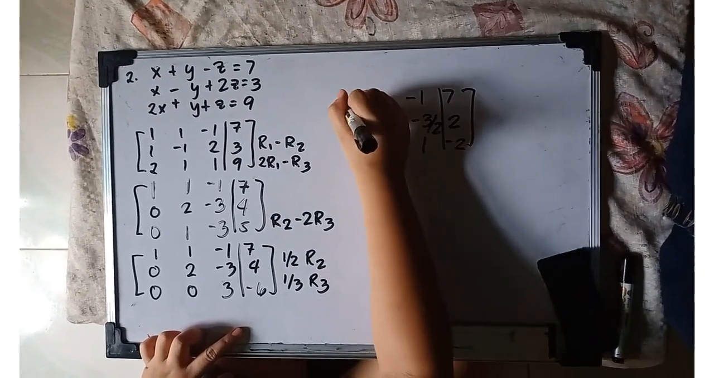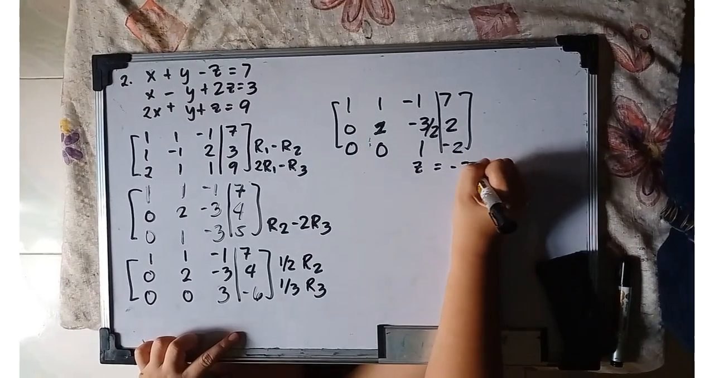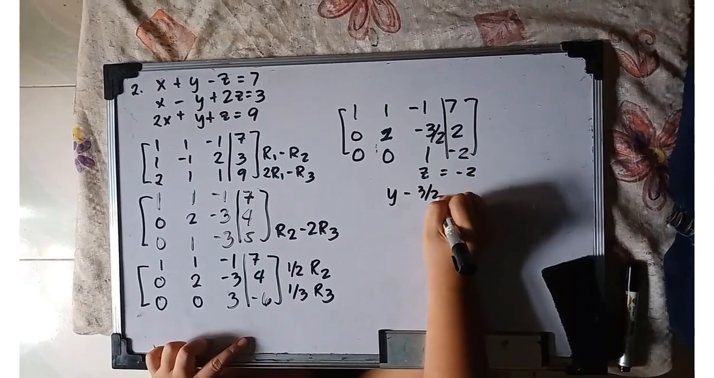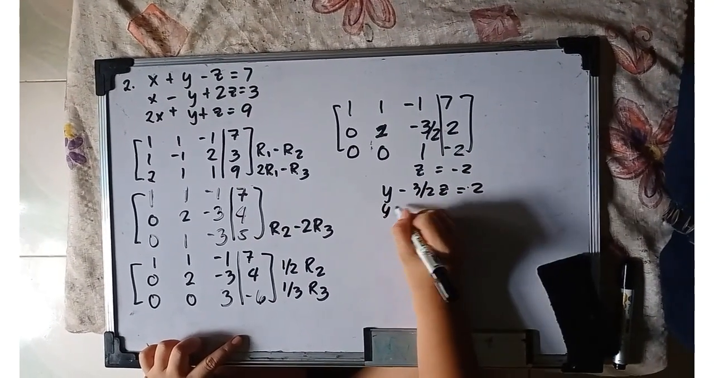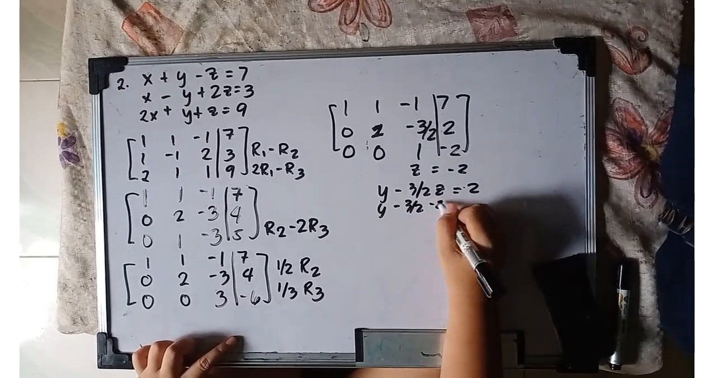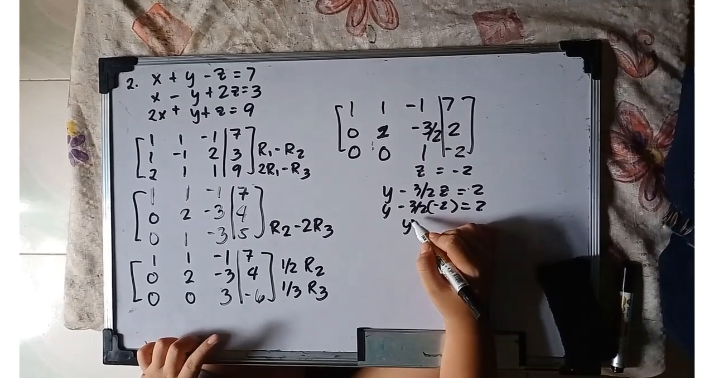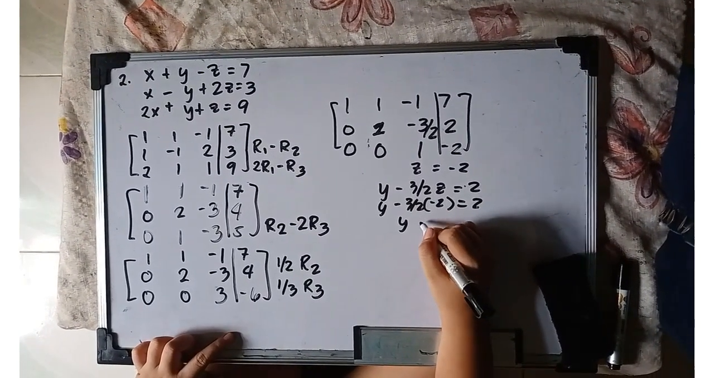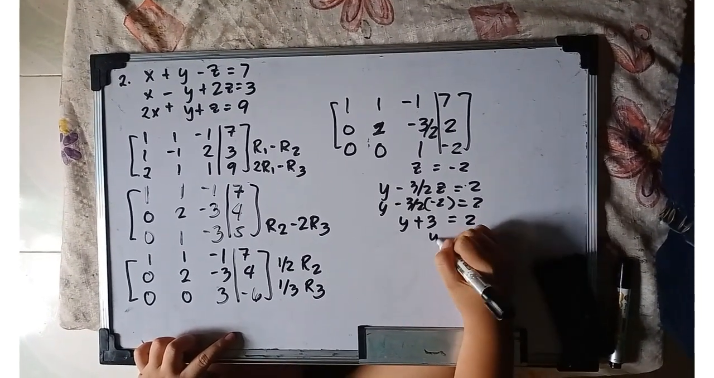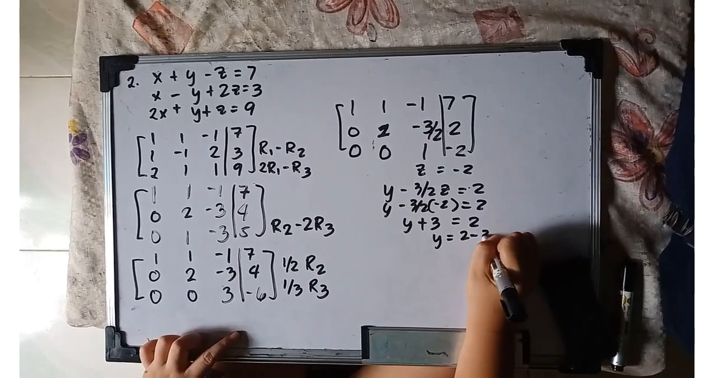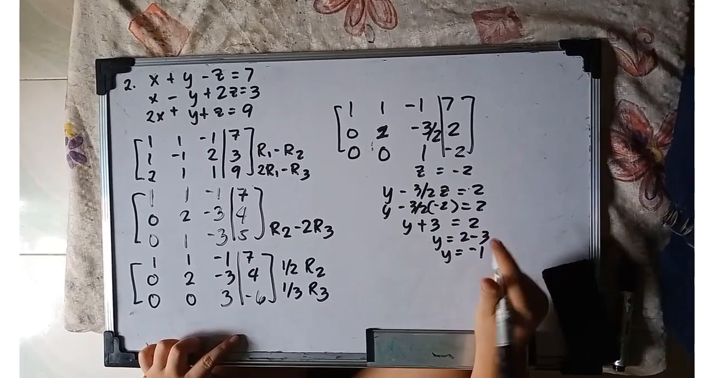So our z is negative 2. y minus 3 over 2 z is equal to 2. y minus 3 over 2 times negative 2 is equal to 2. y minus 3 over 2 times negative 2 is 3, so positive 3 is equal to 2. y is equal to 2 minus 3. y is equal to negative 1.